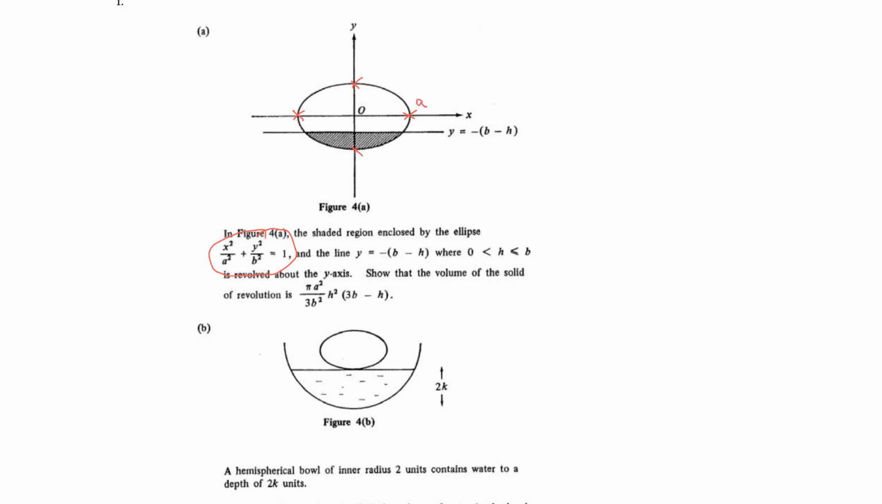This is A, this is B. So this is negative B, negative A. Let's say we want to find this one, the x-intercept, just put y equals 0. This one, put x equals 0, the y-intercept.